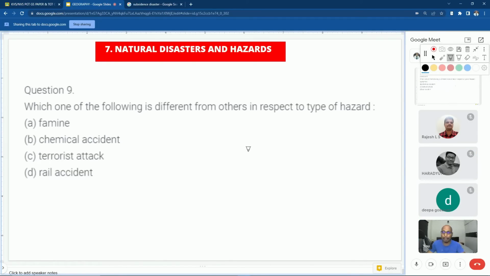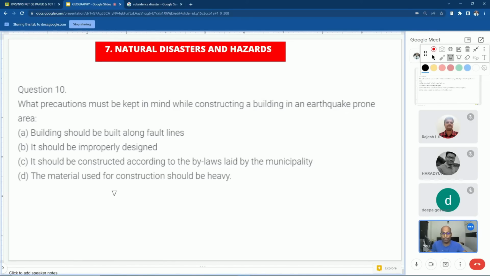Next, Deepa ma'am. Which one of the following is different from others in respect to type of hazard? Famine, sir. Right. So the answer is famine, because it is a natural disaster, while chemical accident, terrorist attack and rail accidents are involved with humans. Next question, Goji.